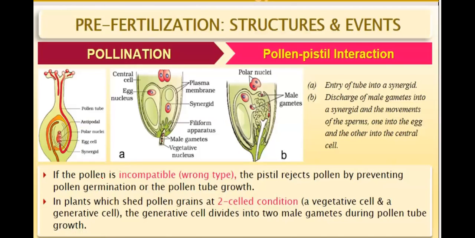If the pollen is incompatible, the wrong type, the pistil rejects the pollen by preventing pollen germination or pollen tube growth. If the wrong type of pollen grain has landed, the pistil will prevent germination of the pollen. That is called incompatible. The plant sheds pollen grains at the two-cell condition, vegetative cell and generative cell. The generative cell divides into two male gametes during pollen tube growth.